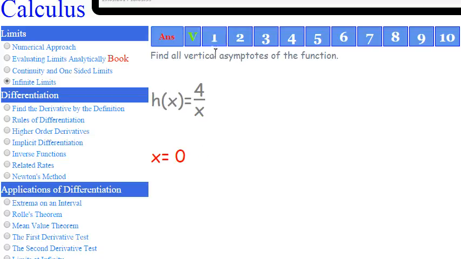So you want to make sure you click on this button right here to get this problem to come up. We're talking about finding vertical asymptotes of the function. Now this is the section on infinite limits.